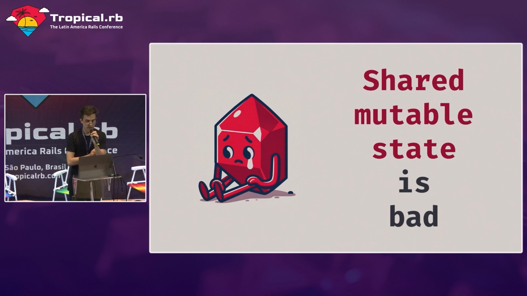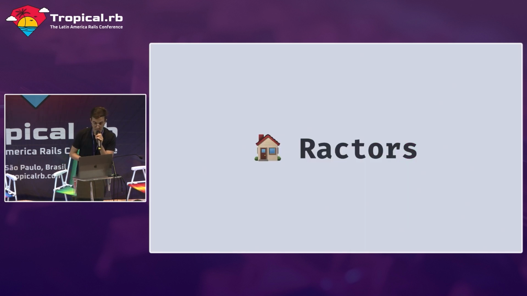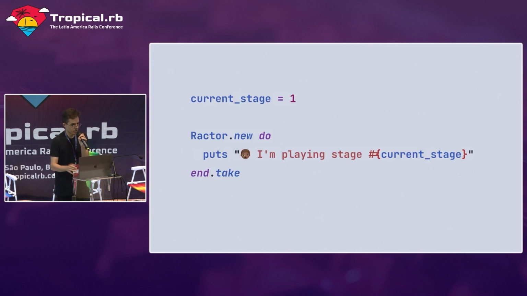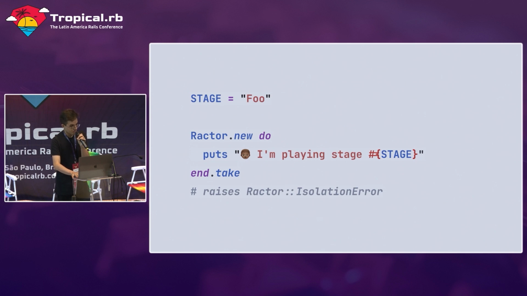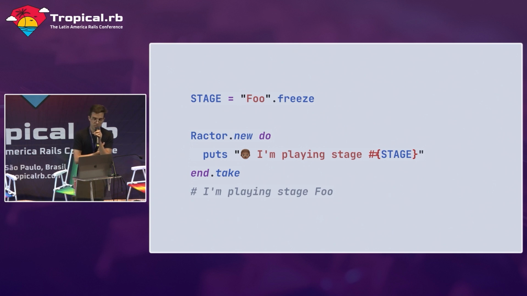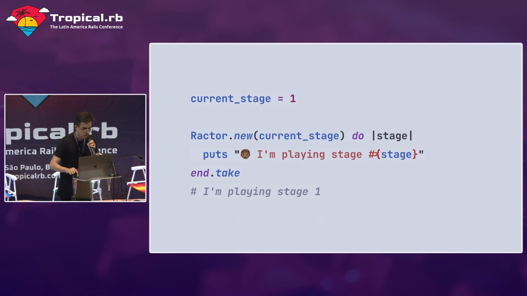And if you agree with that, then you might like Ractors. Because with Ractors, if you try to access local variables, they will raise. If you try to access constants, they will also raise, because in CRuby, you can modify constants. So to make this work, you would have to either freeze the constant, which makes it immutable, or you have to pass the variable in the Ractor constructor, which will make a copy of it, and you can only use the copy that you have, not the original value.